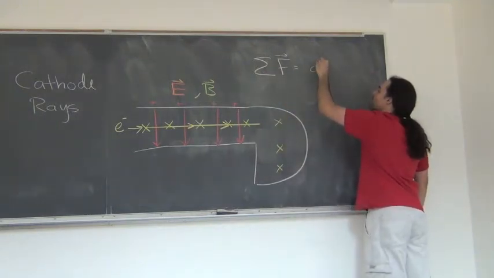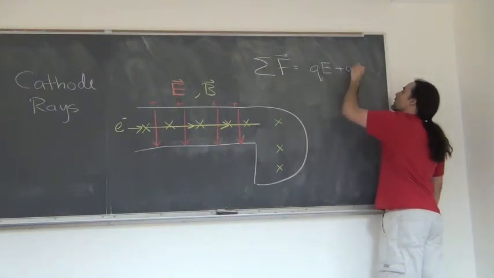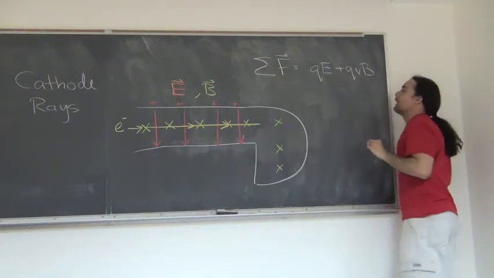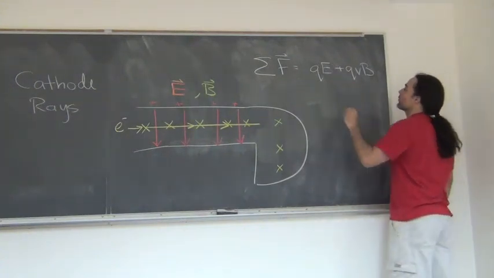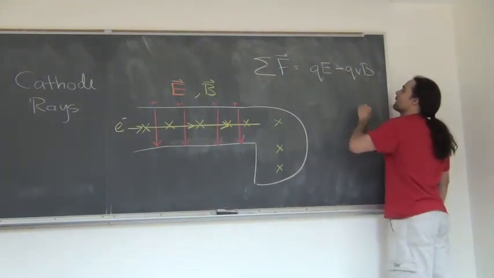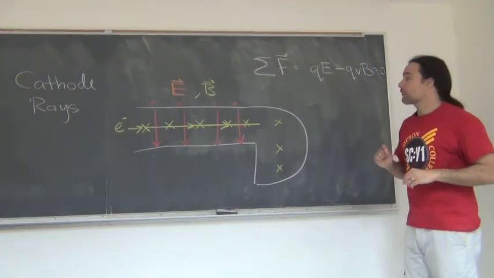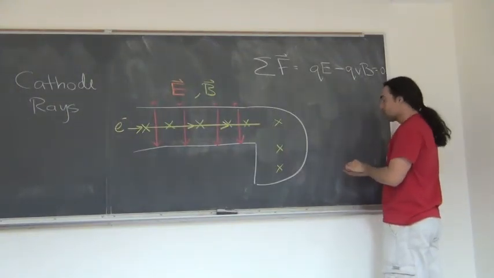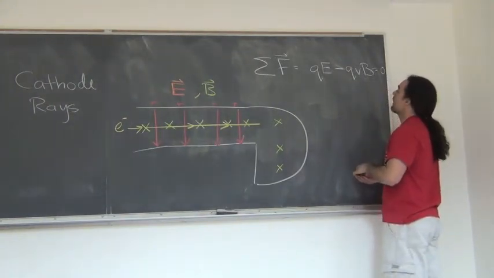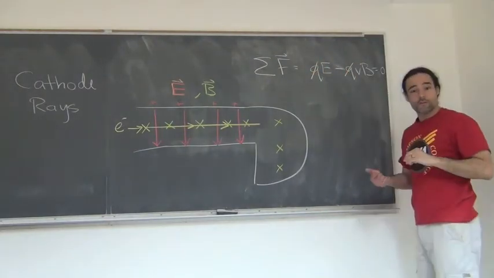So I have my electric force, QE, and my magnetic force, QVB. And the total force, they're in opposite directions, so I'll put a minus sign on the magnetic force. And the total force should equal 0 because the electrons are not accelerating up or down. So this gives me a way to select my velocity. Sometimes you call this a velocity selector.